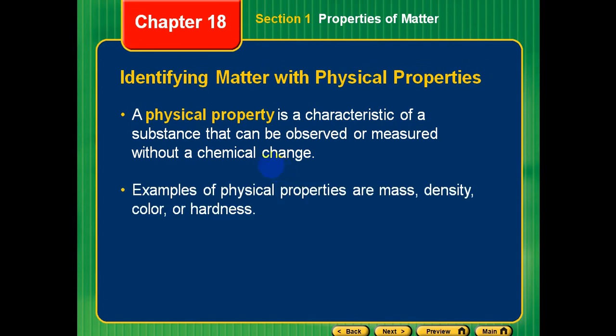For example, mass: we can measure the mass of the object or the matter by balance. We can measure the density also. And we can observe the color or the hardness. We have many physical properties, like volume and weight. Texture we can observe, color we can observe, hardness also. So some physical properties can be observed by your eyes, by touching, by smelling, and some physical properties you need to measure to know them, like mass, volume, weight, and density as well.